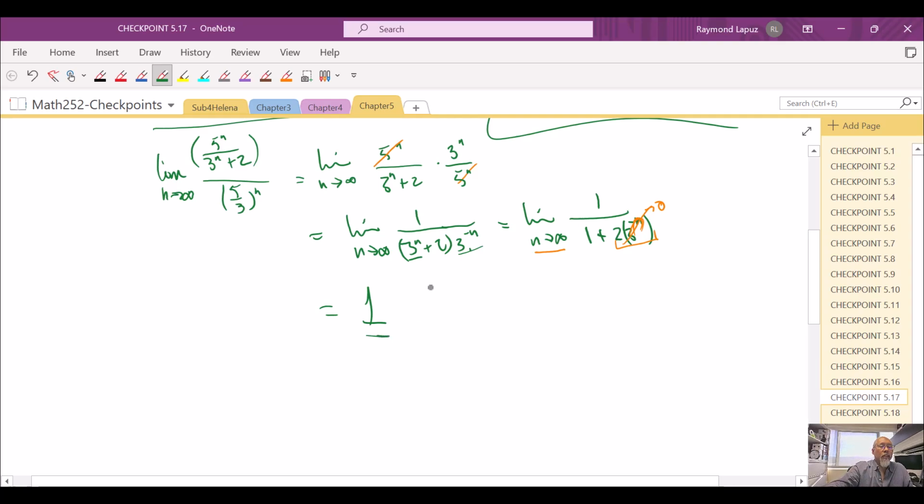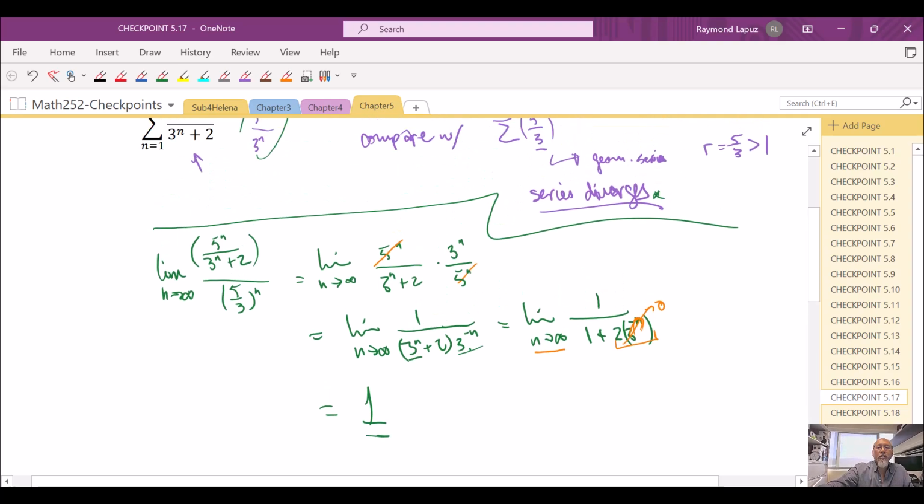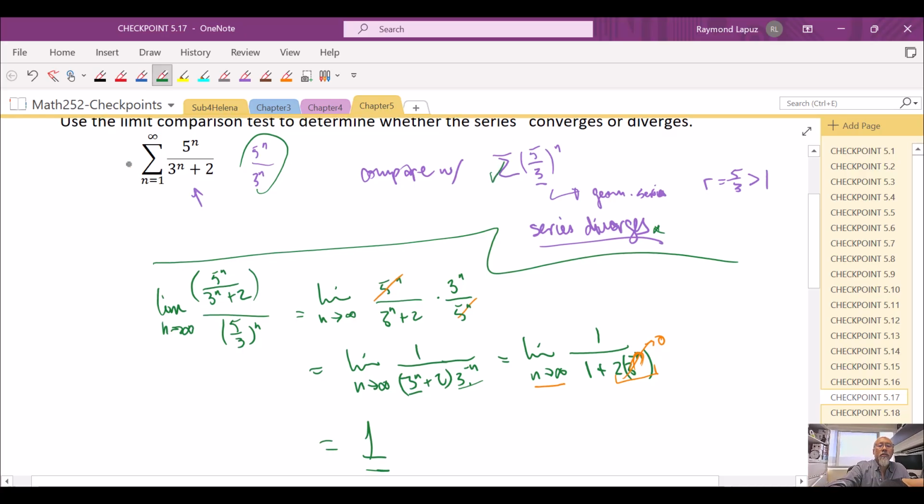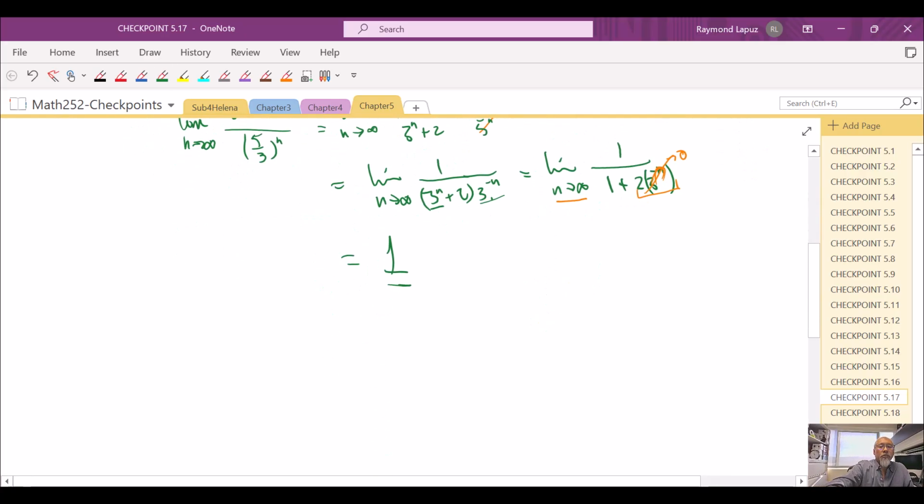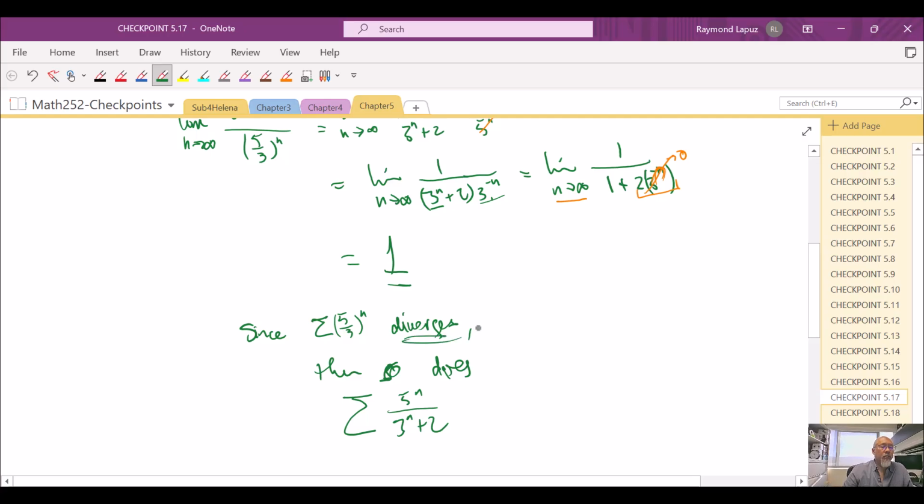So this means that whatever the series we compared it to does, this series is also going to do. So let's write that out. Since our compared series, 5/3 to the n, diverges, then so does the series 5 to the n over 3 to the n plus 2. Okay, so this thing diverges, and that's your result.